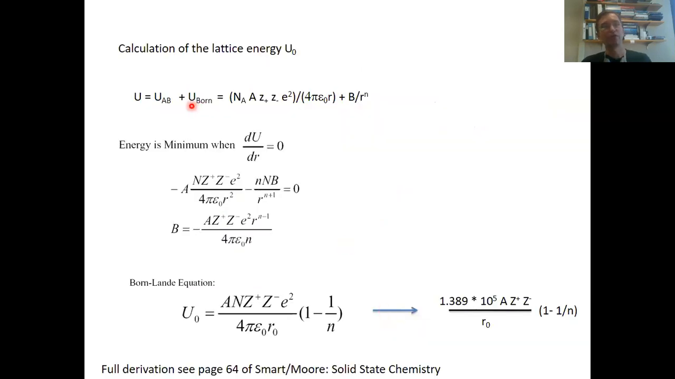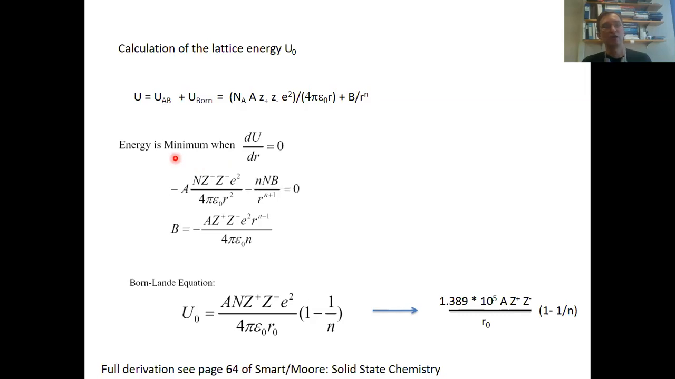So now, for the calculation of the overall lattice energy, we need to consider both the attractive and the repulsive interactions. The term for the attractive interactions is this one here. We saw it before. It's the Avogadro constant times the Madelung constant times the charge of the ions times e squared over 4 pi epsilon 0 r, now plus the Born repulsion, which is expressed by this term, B over r to the power of n.